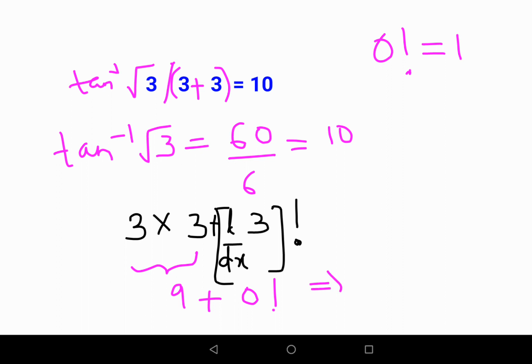So this now comes out to be what? 9 plus 1, that gets you what? A 10. Okay, so this is also one way of doing it. But apart from this, I'll show you one more method. This is the last method.